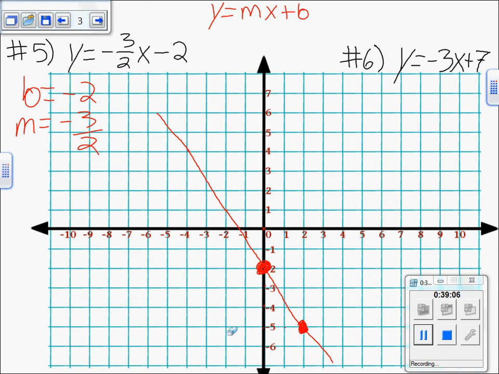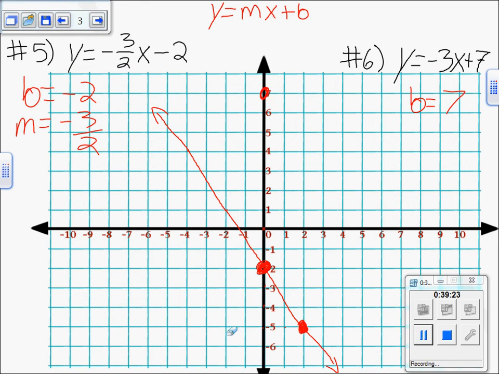All right, so I'm going to do my best to draw that line. Okay, got a little crooked, but I drew my straight line. So I have now graphed the equation for number 5. That is it for number 5, you're done. Number 6, let's graph this one. Step 1, slope and y-intercept.